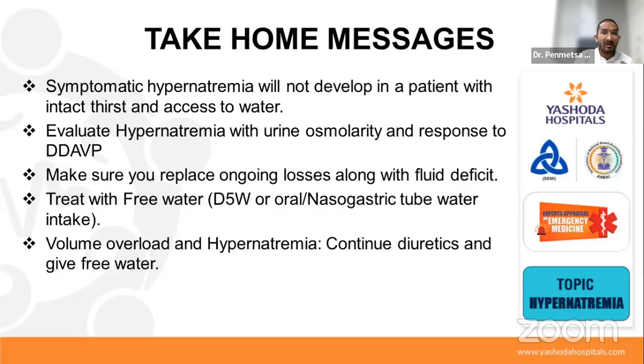So if you take the Adrogue-Madias formula, first and foremost, for any patient with hyponatremia, you want to know whether it is acute or chronic hyponatremia. Second, when you're trying to correct hyponatremia, your target is not more than 10 millimoles per liter per day. You don't want to correct beyond that, because these are the patients who are going to develop osmotic demyelination syndrome.